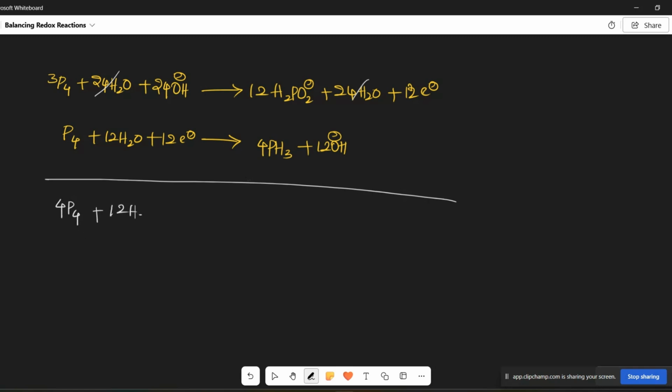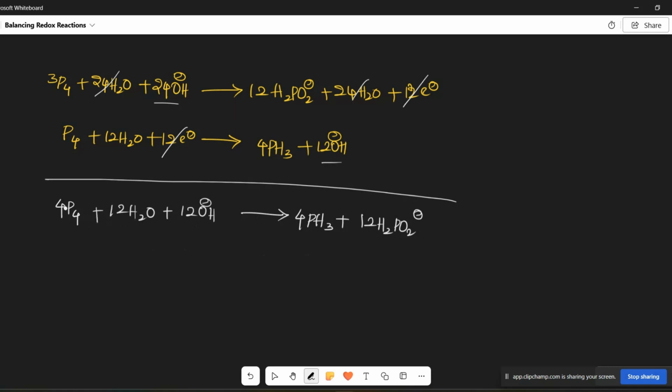12 water molecules, and the electrons also get cancelled out. The 24 OH negative and 12 OH negative, you just subtract 24 minus 12, and we get 12 OH negative on this side. Then here we'll get 4 PH3 and 12 H2PO2 negative. So this is the balanced equation.